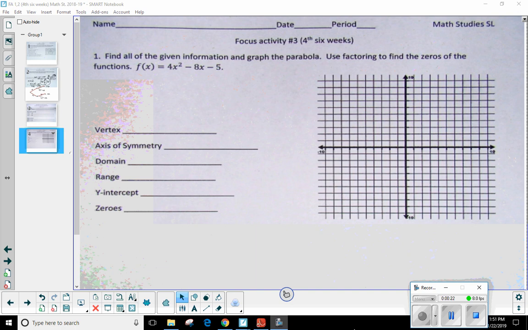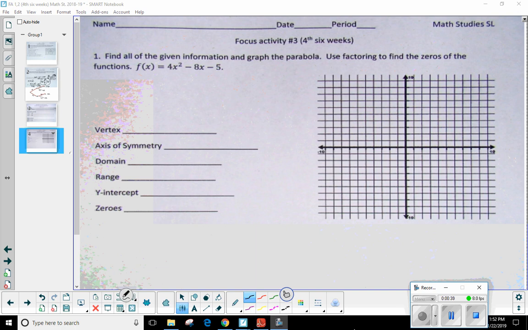So I thought, let's go ahead and look at the characteristics of a quadratic again. Find all the given information, then graph the parabola. Use factoring to find the zeros of the function. So we have 4x squared minus 8x minus 5.